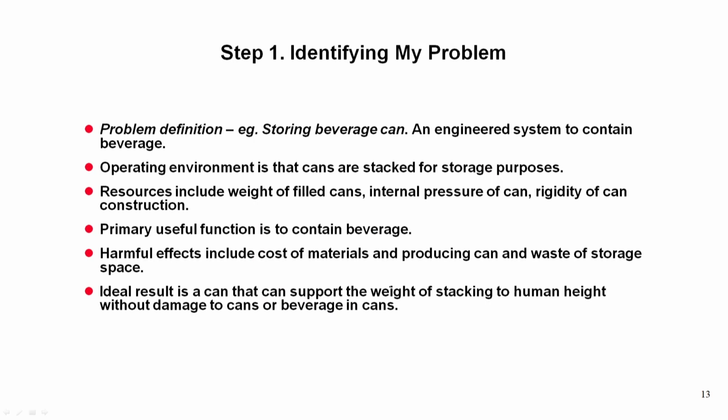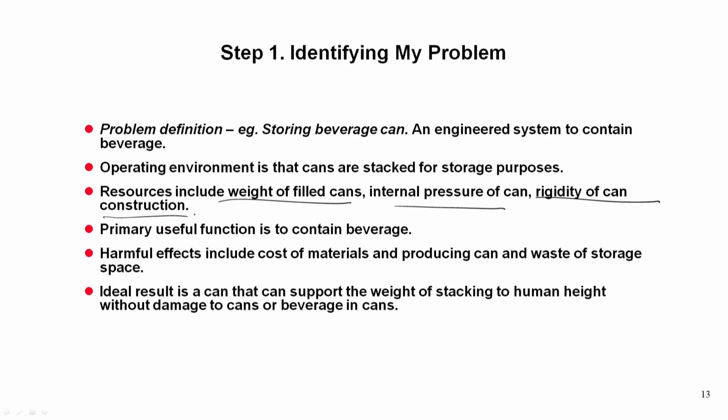So, the first important point is to identify your problem. Let us say storing a beverage: a can, an engineered system to contain the beverage, is your challenge. The operating environment is that cans are stacked for storage purposes, so it has to have a particular type of shape. Resources include weight of filled cans, internal pressure of can, rigidity of can construction. Primary useful function is to contain the beverage. Harmful effects include cost of materials and producing the can, and waste of storage space.